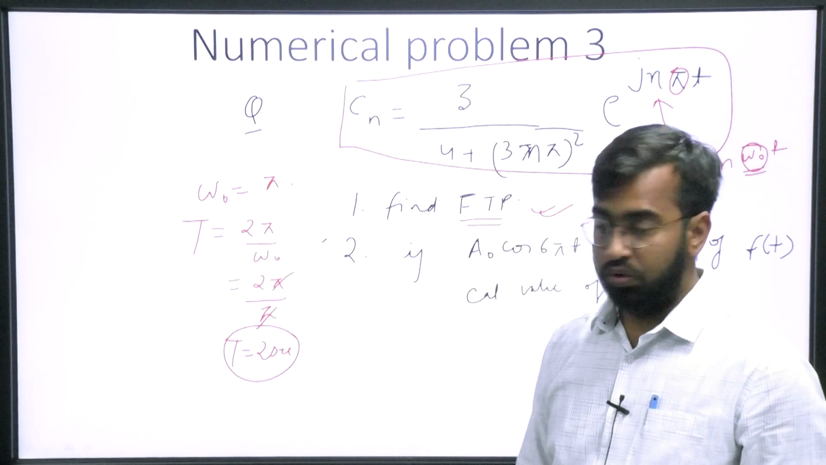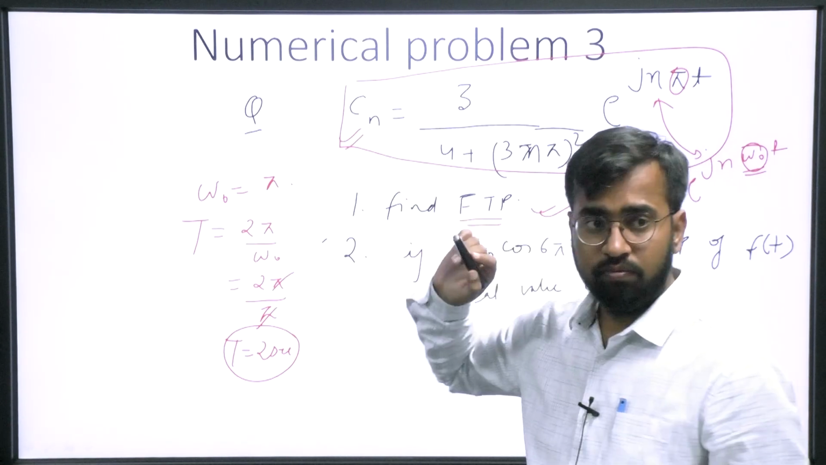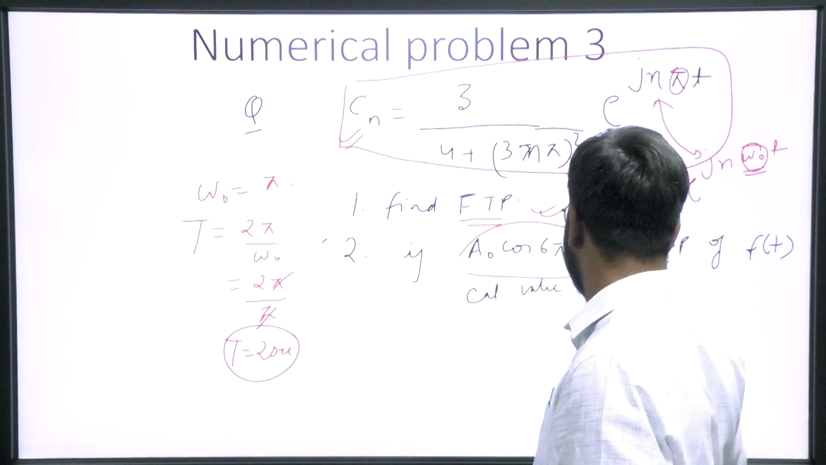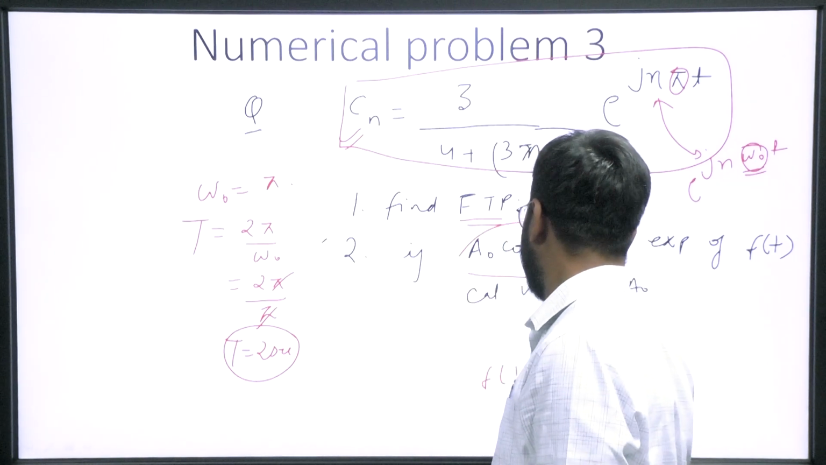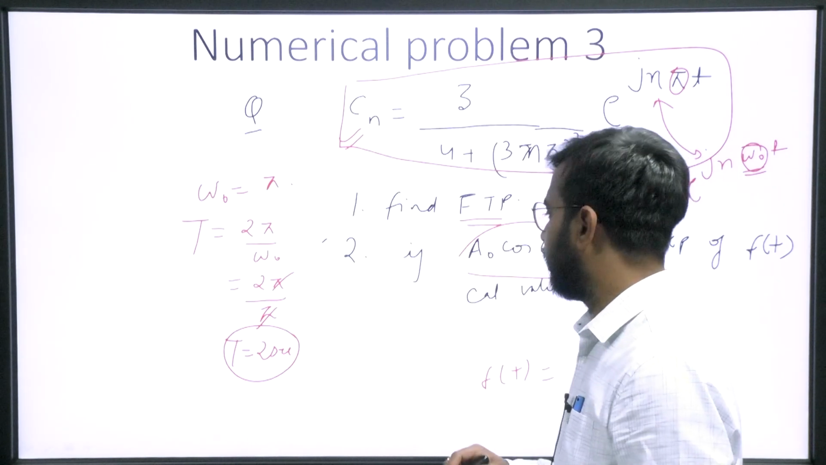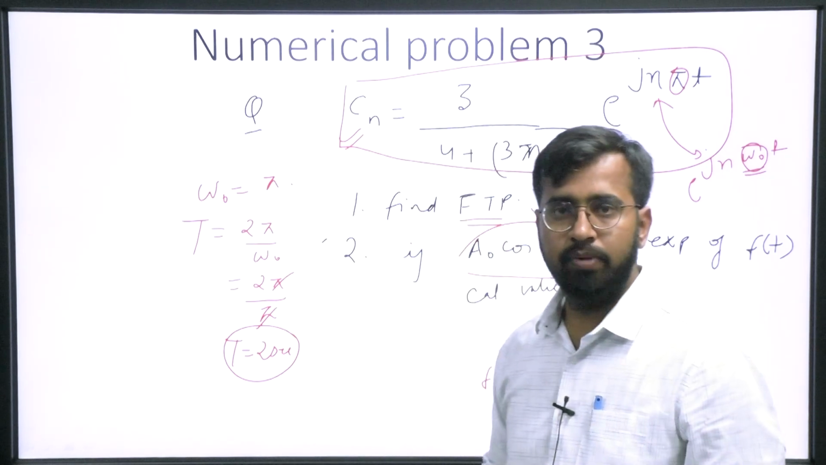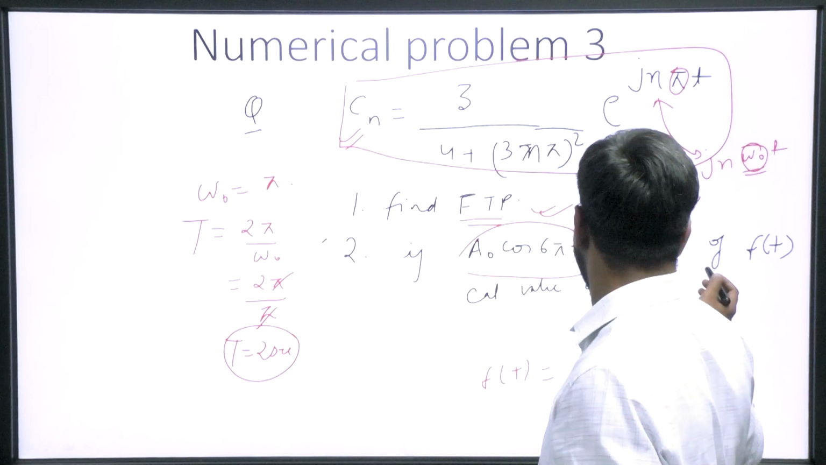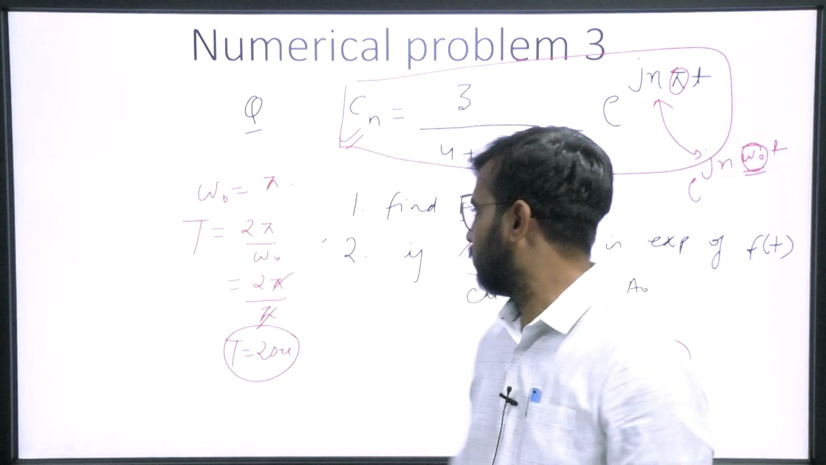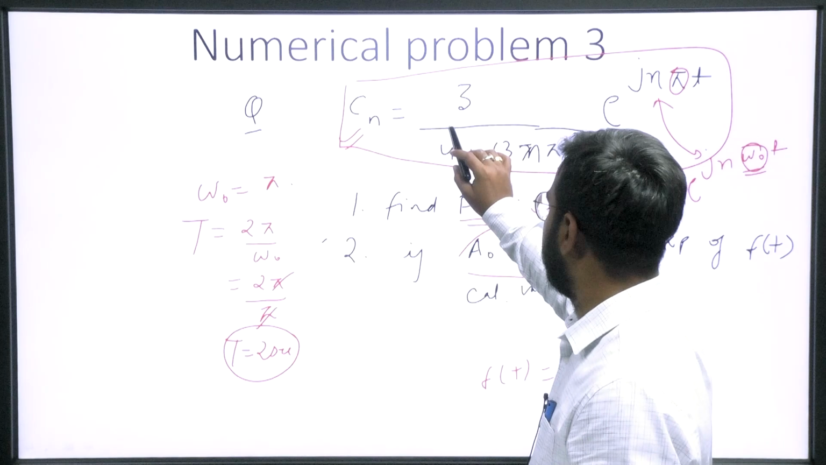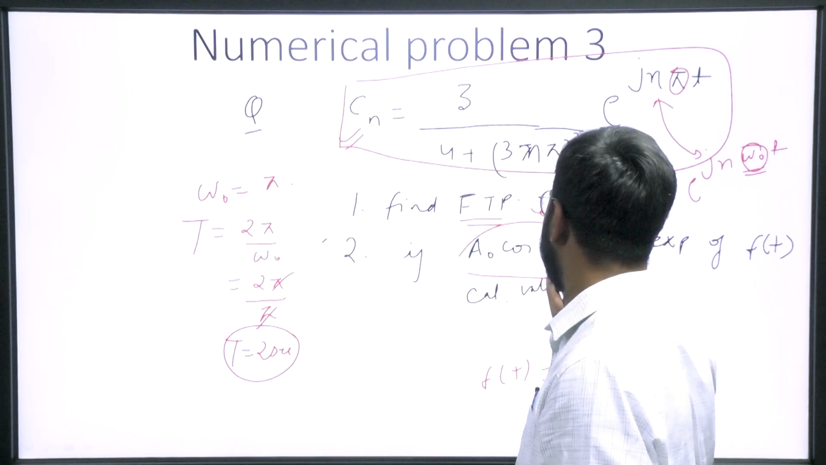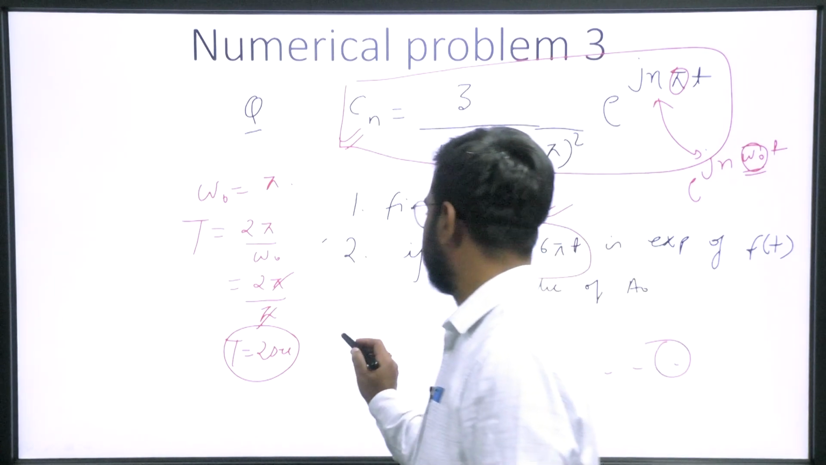Now the second part asks us to find the value of a naught. There is a function whose coefficient is Cn as given, and it has one of the terms in its expansion as a naught cos 6 pi t. Since f(t) will have many terms, one of them is a naught cos 6 pi t. Then calculate the value of a naught. So what do we do? This is the coefficient, and here we can see it is cos n pi, so n is 6. Keep this value of n as 6.